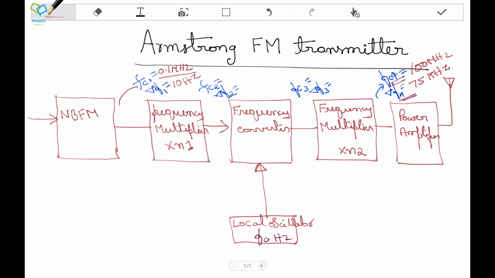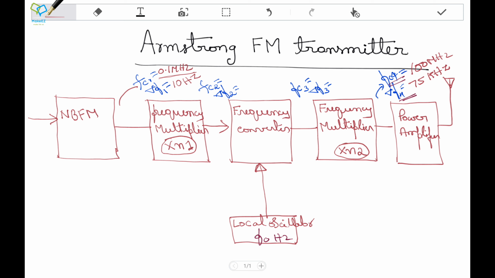Now, our design parameters are the frequency multipliers N1 and N2. We have to find these parameters in such a way that they are suitable according to our existing frequency multipliers. Normally, frequency doublers, frequency triplers, frequency quadruplers and so on are available. So based on that, we can factorize N1 and N2.